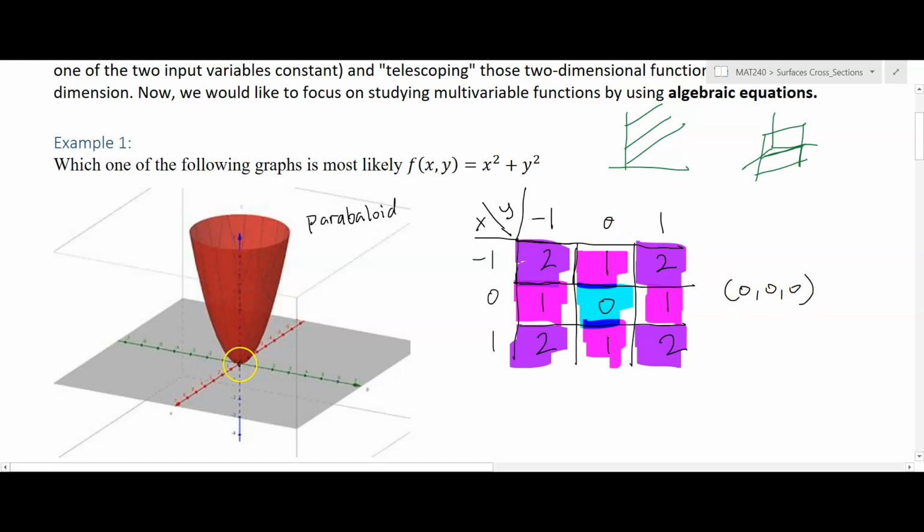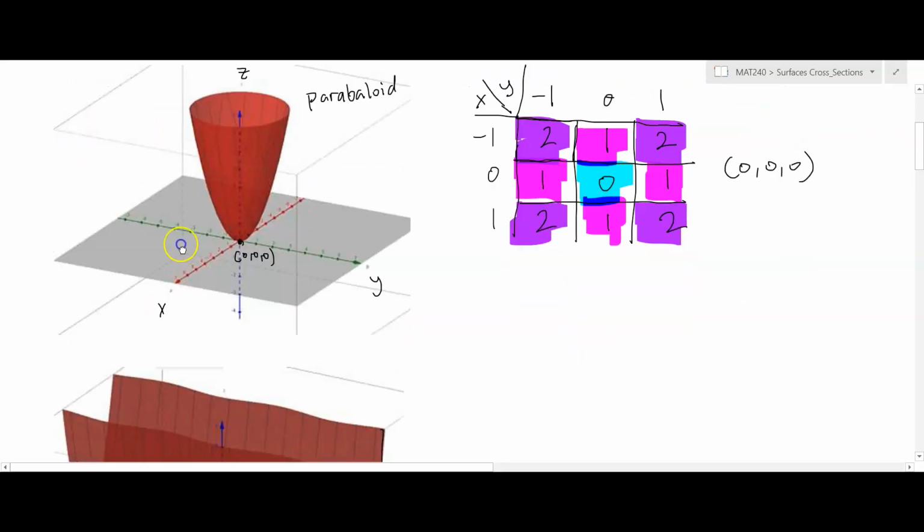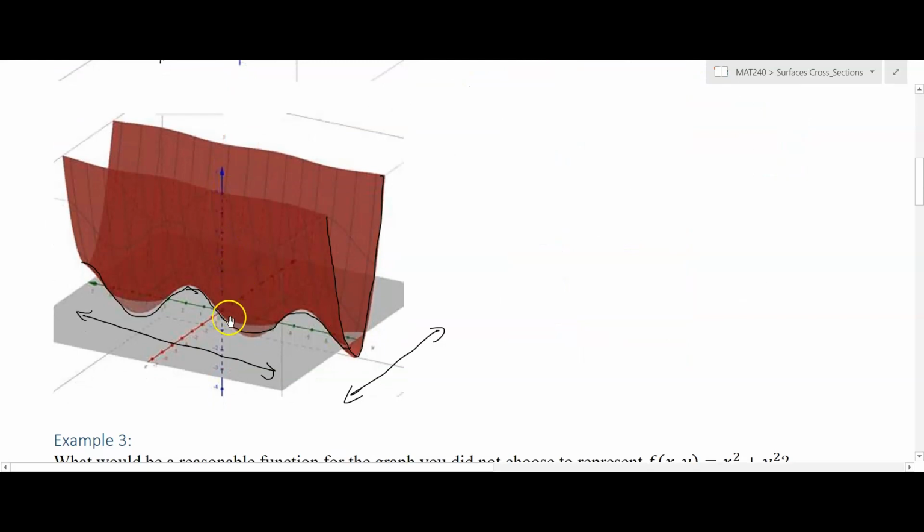And that is, in fact, what this point looks like right there. That is, x is the red axis, y is the green axis, and z is my vertical axis. And so that does seem to have the point (0, 0, 0) on it. Now this graph over here, if we look at this very carefully, it's kind of hard to tell.